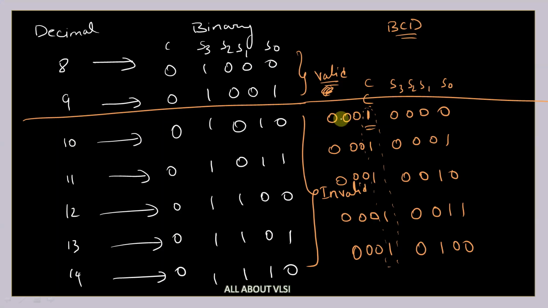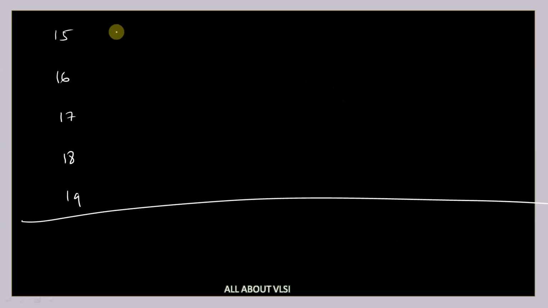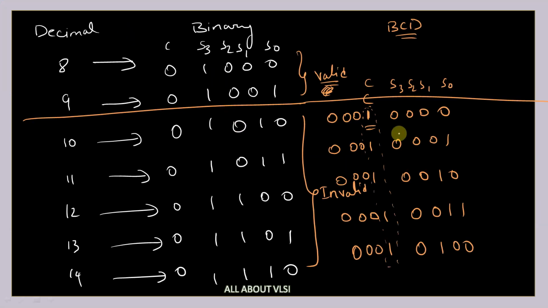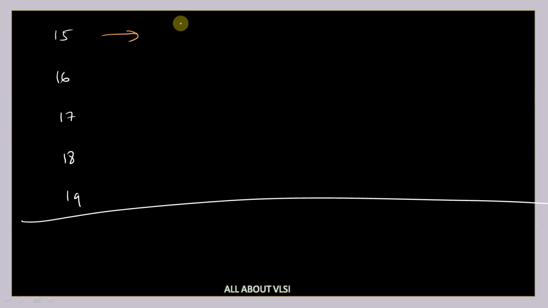Now coming to my 15, 16, 17, I will write them in BCD representations. The BCD representation of that is 0 0 0 0 0 1 0 1, and this is 0 0 0 1 0 1 1 0.